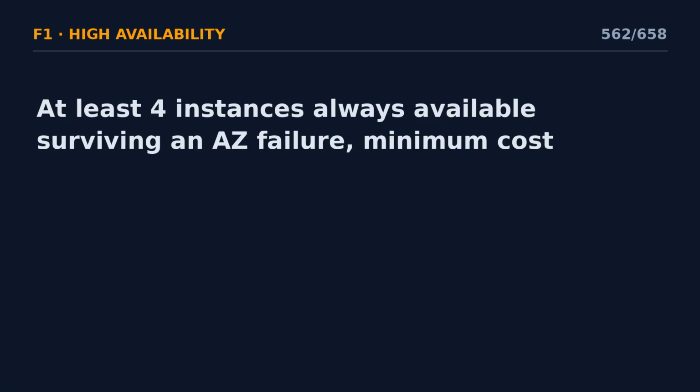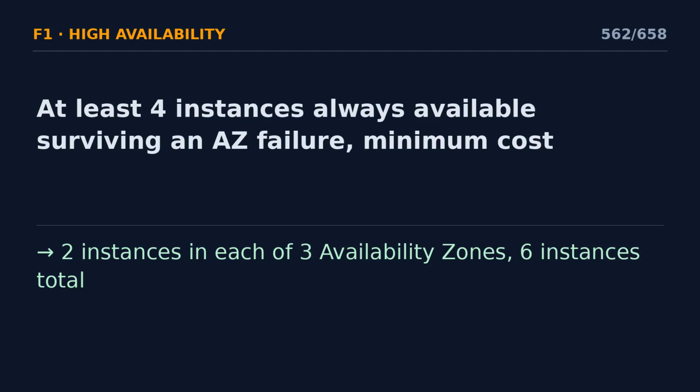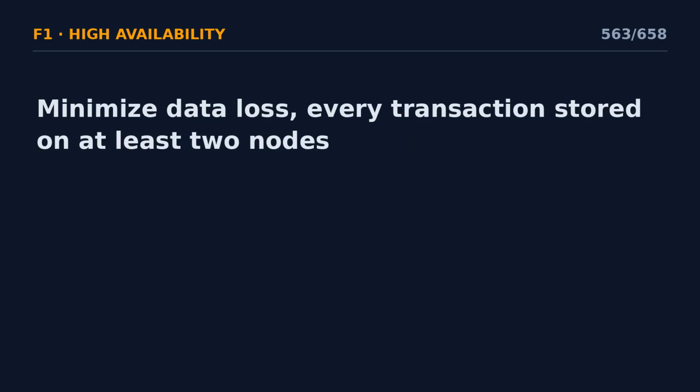At least 4 instances always available surviving an availability zone failure, minimum cost. Answer: 2 instances in each of 3 availability zones, 6 instances total. Minimize data loss, every transaction stored on at least 2 nodes.